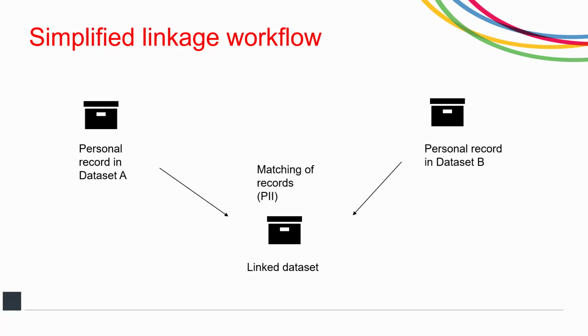So in this simplified linkage workflow, you can see how that linkage is done. So basically, you have data set A that, for example, is our study, and data set B, which represents administrative records. In both records, participants are matched based on their personal information, and then ultimately we create a linked data set containing information from both studies, from both data records.